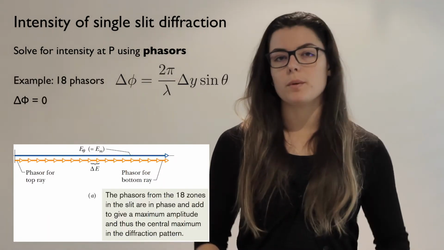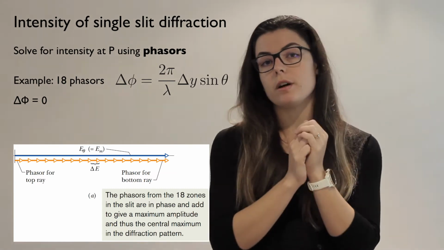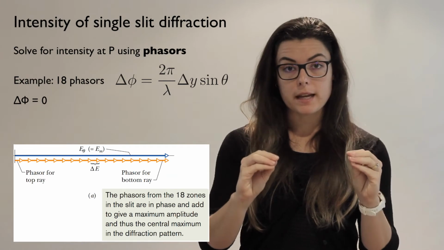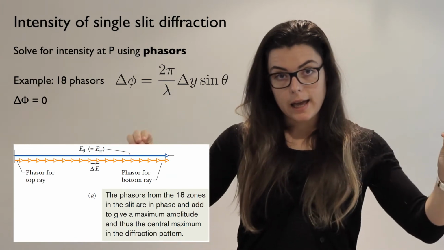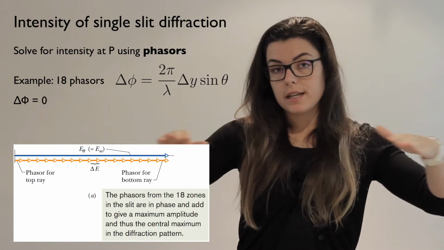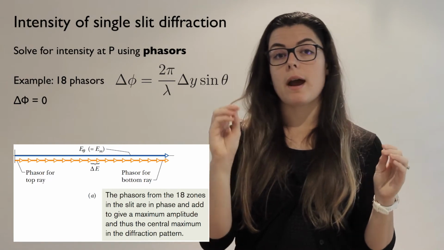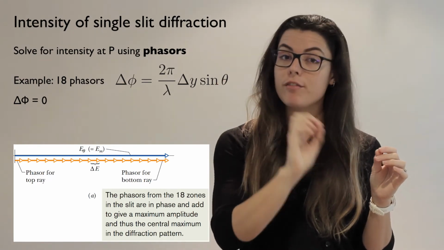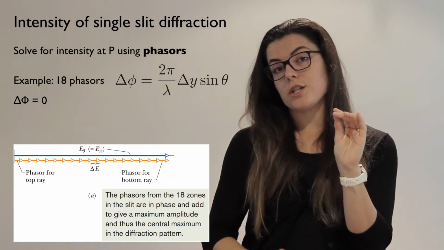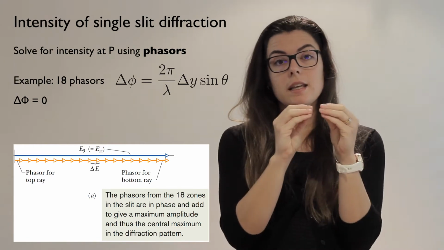So as an example, let's add up 18 phases, and they're all going to have an amplitude of delta E. So what's going to happen for the central maximum when we add up all of these phases? Remember, the central maximum is when theta equals 0. So when theta equals 0, according to our equation, that would mean that phi is going to equal 0. Therefore, the phase relationship between each of these phases is going to be 0.